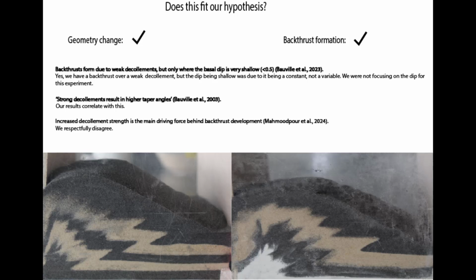We only used one variable in our experiment, strength, but some of the results line up with both of them. Bourvil et al. found that back thrusts form in orogenic wedges with weak decollements, and that's what happened with our second sandbox. That said, they also stated that weak decollements alone do not suffice to explain systematic back thrusting. In addition, basal dip must be very shallow.